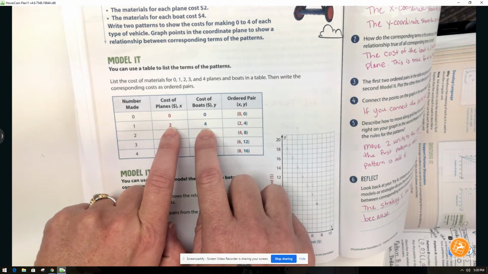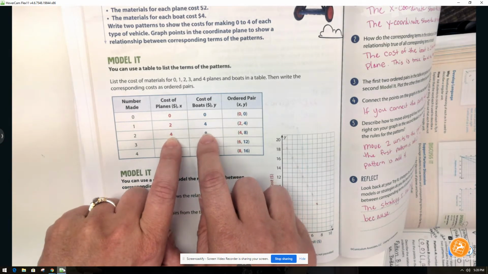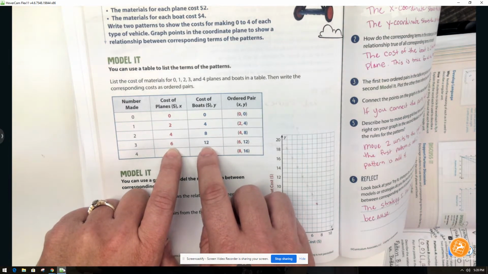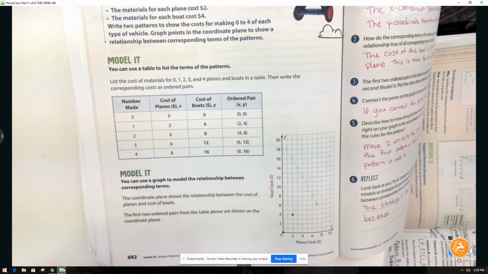When we spent $2 on planes, we spent $4 on boats. $4 on planes, $8 on boats. $6 on planes, $12 on boats. $8 on planes, $16 on boats.